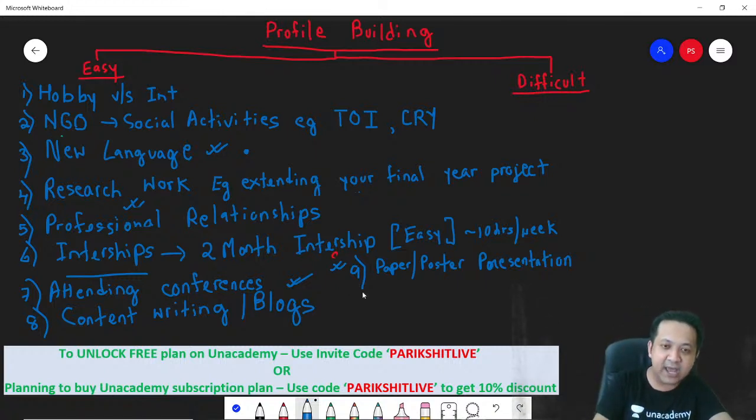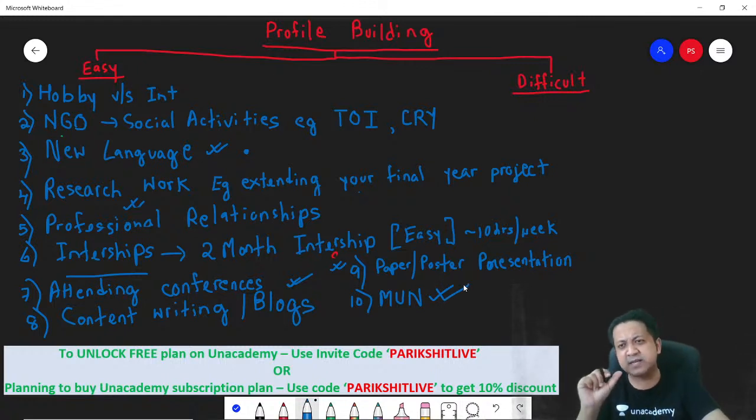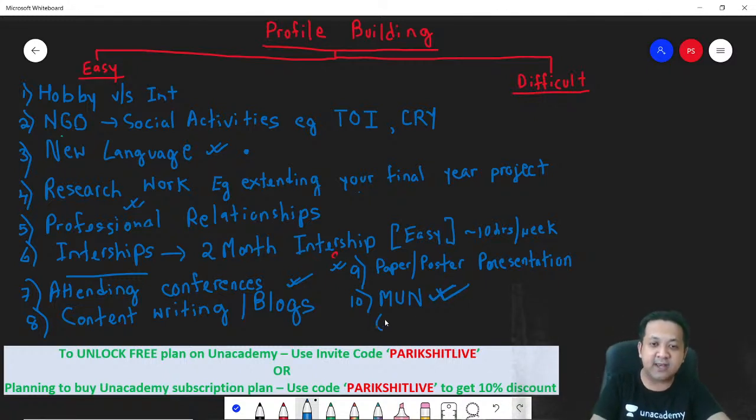And the last thing that I will say is MUN. I don't know, this is a very upcoming thing. I used to participate in a lot, and a lot of students I have seen, especially from the premier B schools, IITs Bombay and all, they have MUN. What is MUN? Model United Nations. These are basically Model United Nations.